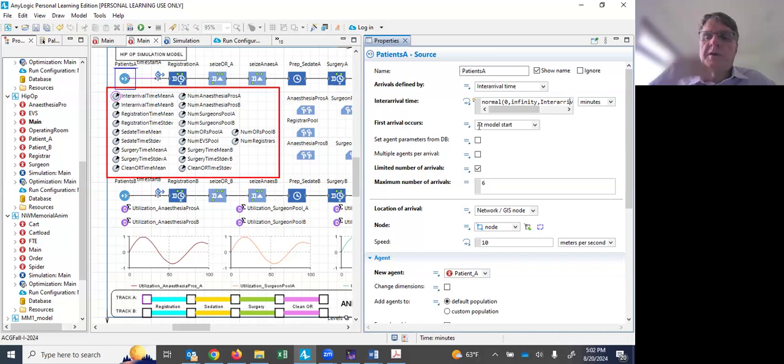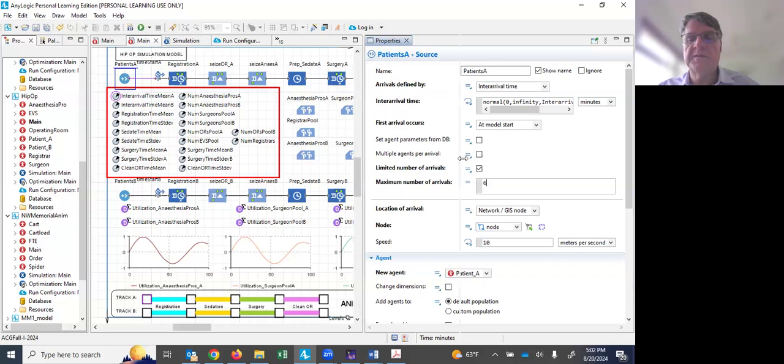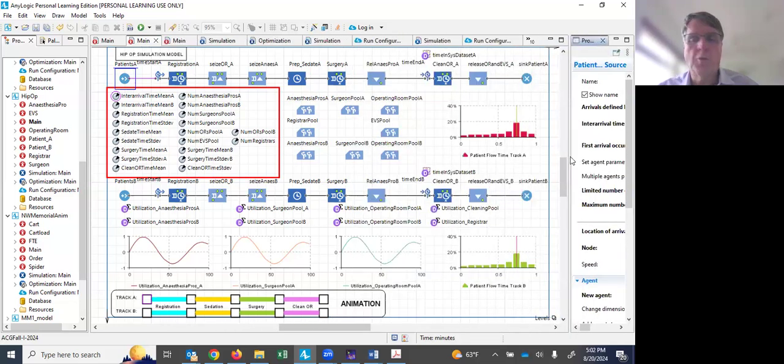Okay, so at the model start, we get an arrival, and then they arrive every 90 minutes after that, up to a maximum of 6. Now, it's conceivable that if you make some really wonderful changes, that you may need to come back in and increase this from 6 to 7. But for now, the thing is set up to, if we can get 6 surgeries, we're happy. More, of course, is not going to be frowned at by hospital administrators.